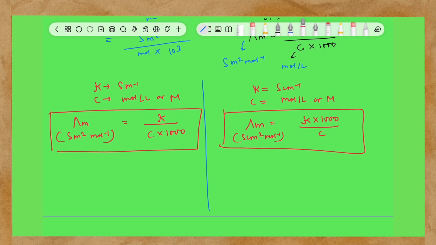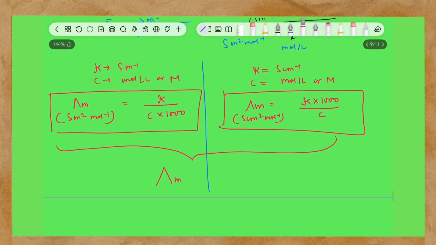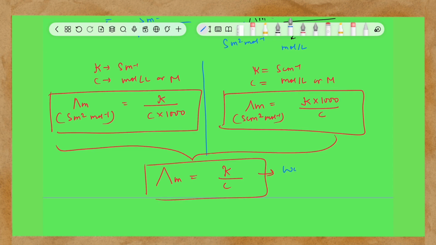But if we are using the formula lambda m equal to kappa upon concentration, which is correct, we have to look at each unit. So this is the concept of the formula which I explained earlier. I thought I had to explain it again. So this is it. Thank you so much.